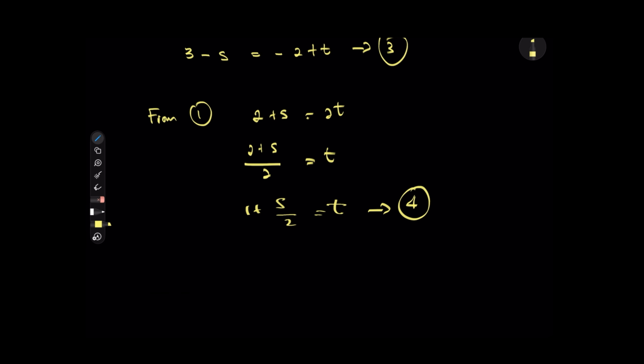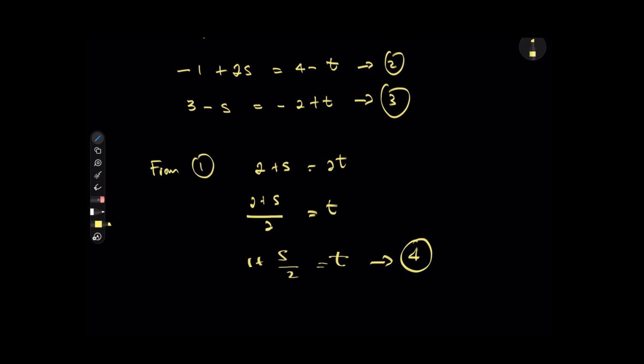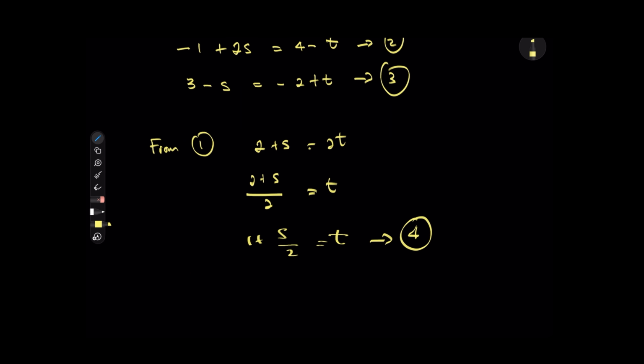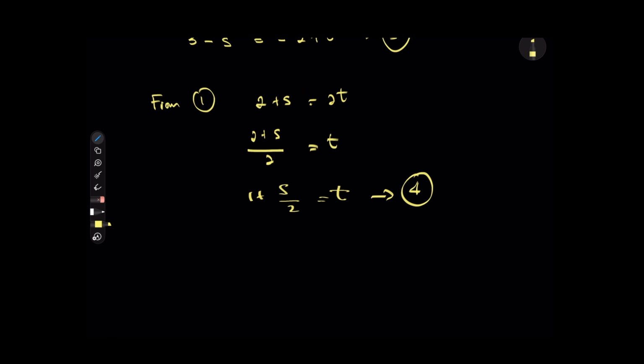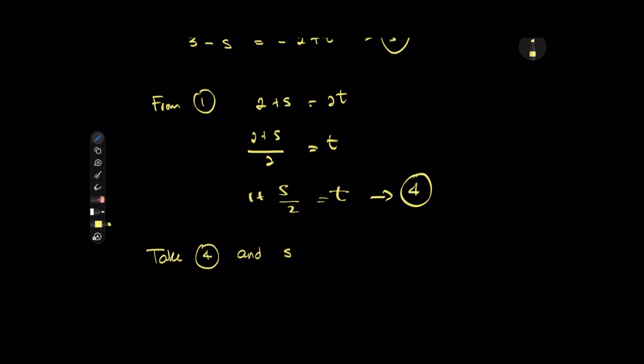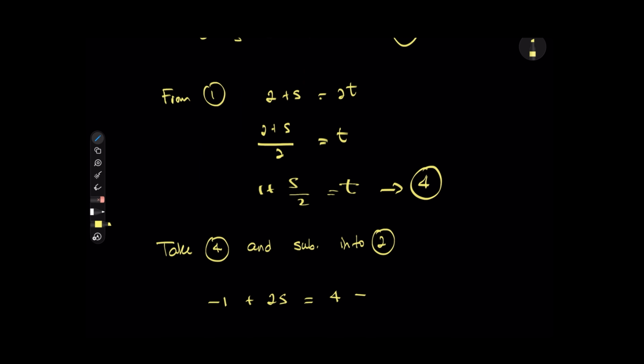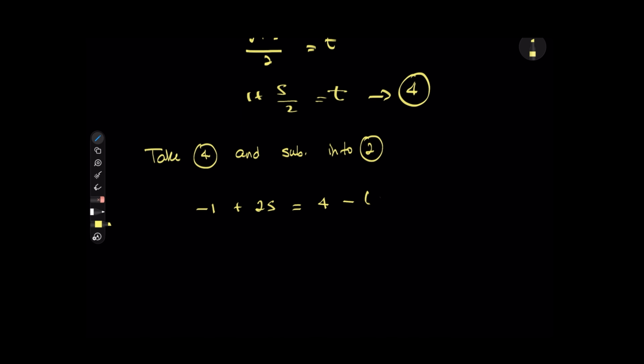And now I have to take another equation. So I'm going to take 4 and put it into, you could put it into any equation that you want. I'm going to choose equation 2, since I chose 1, I'll just go down. So I'm going to take 4 and sub it into equation number 2. So I'm going to get negative 1 plus 2s is equal to 4 minus t. And my t here is 1 plus, sorry, not 2s, s all over 2.